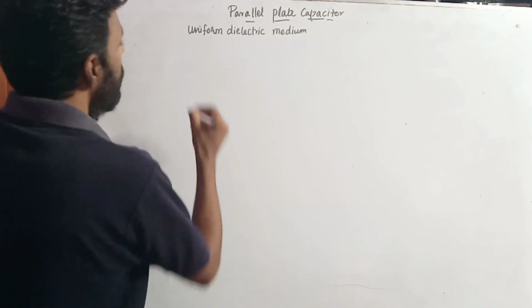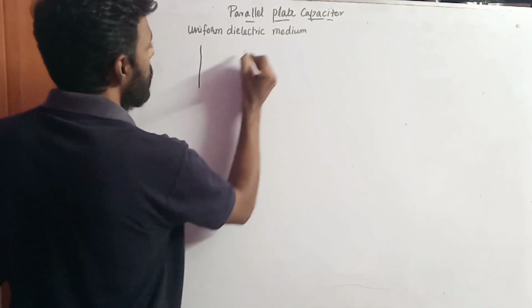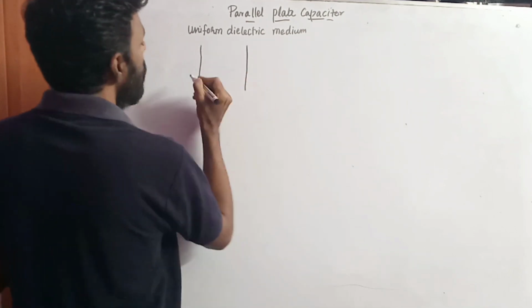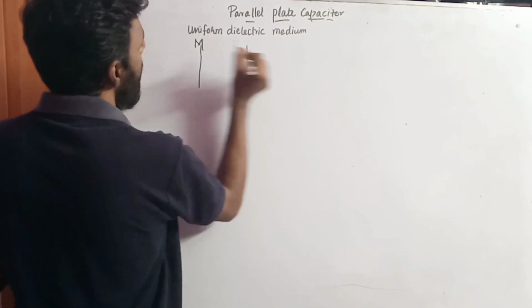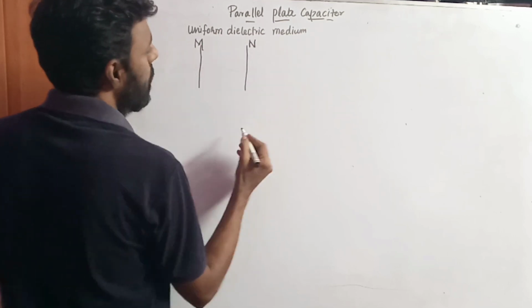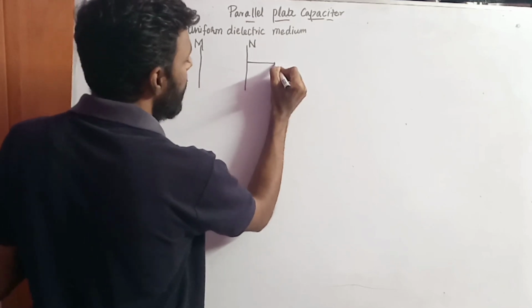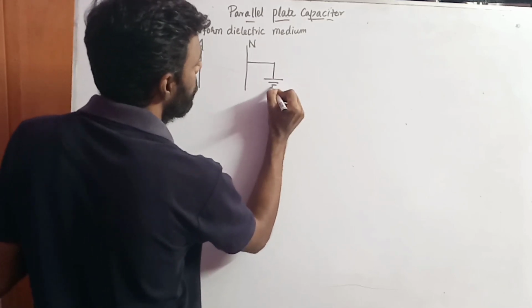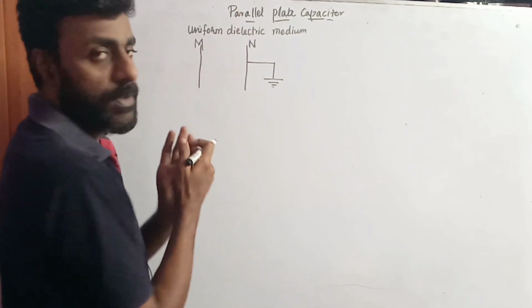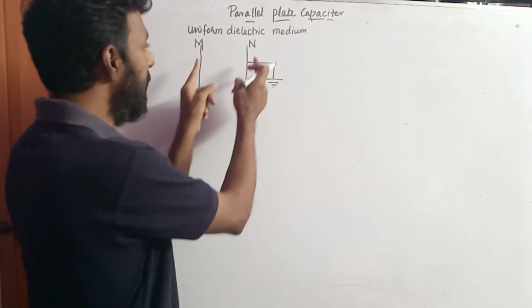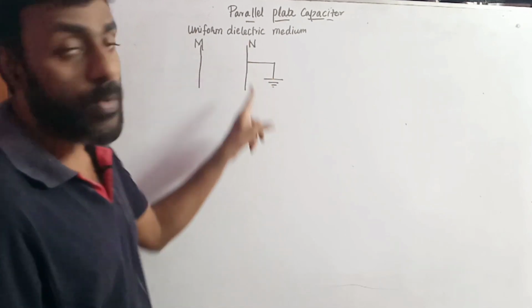For this we are considering two plates. Here one plate is called M and the other plate is called N, and let us assume this N plate is connected to the ground terminal. Let us assume this is a capacitor. The capacitor consists of two plates, that is, one is M and the other one is N.